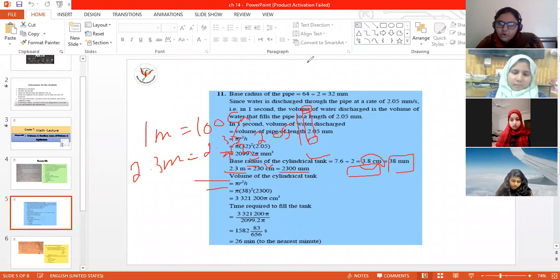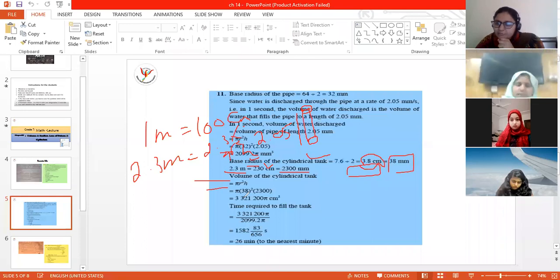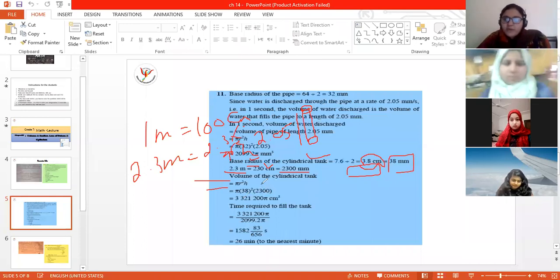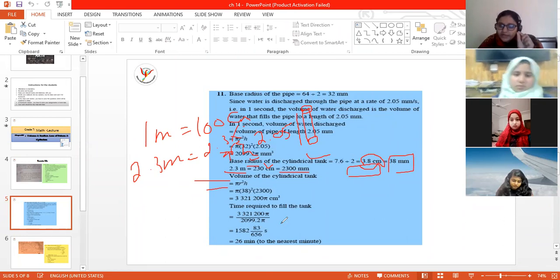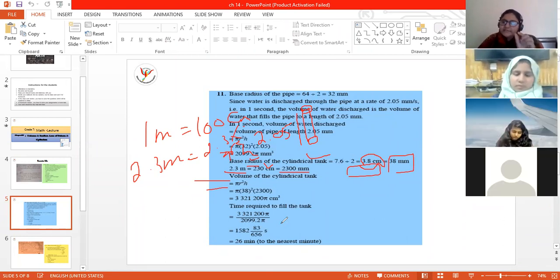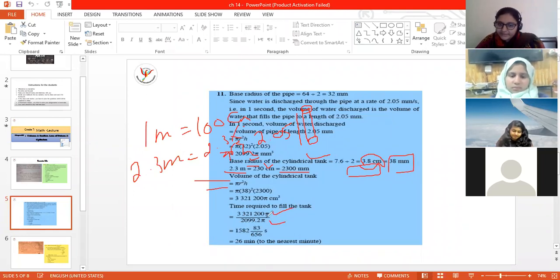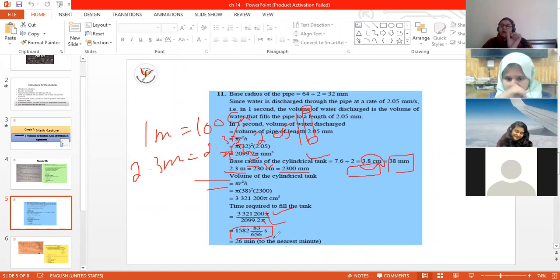Clear? Okay. Now, the volume of the cylindrical tank, pi r square h, same. The height is 2300. Radius is 38 square and pi value is 3.142. Now see this, you have to find the total time in which the empty bucket is full with the water, right? Just divide the volume of cylindrical tank by the volume of the pipe. Right, this pi and pi will be cut and the answer will be 158,283 over 656 seconds.